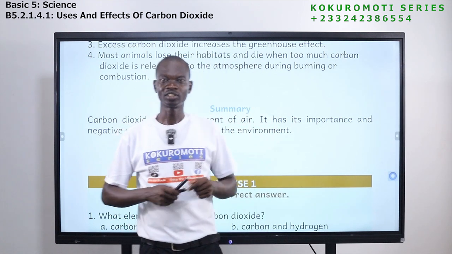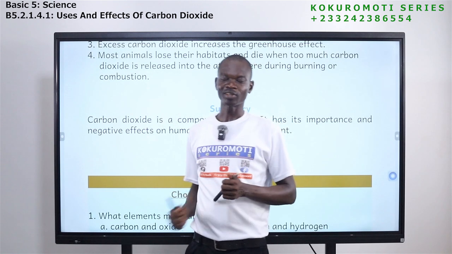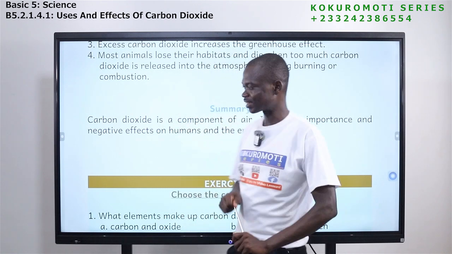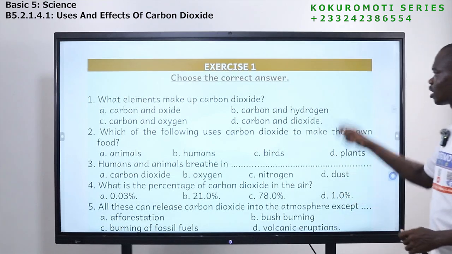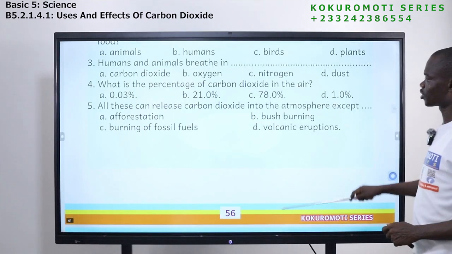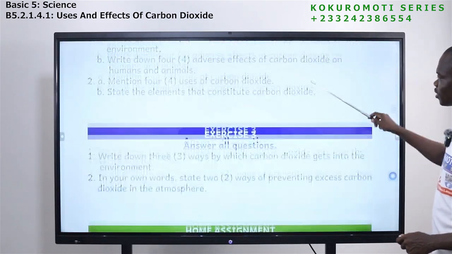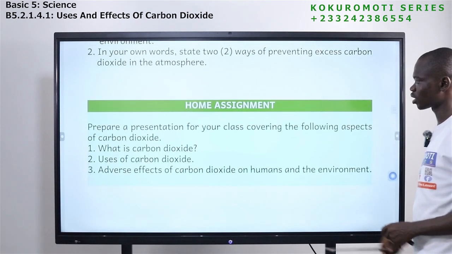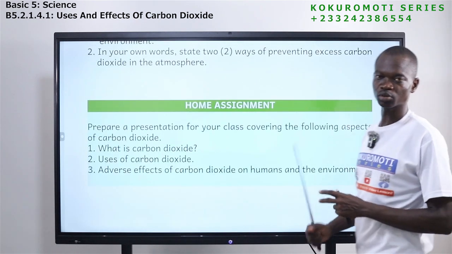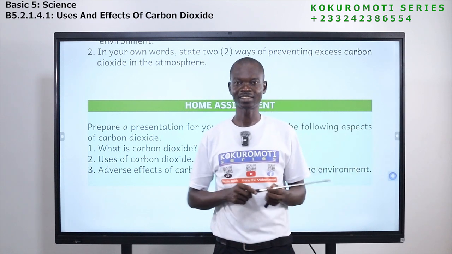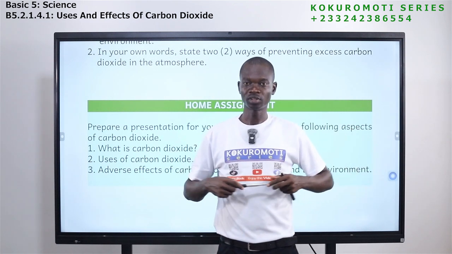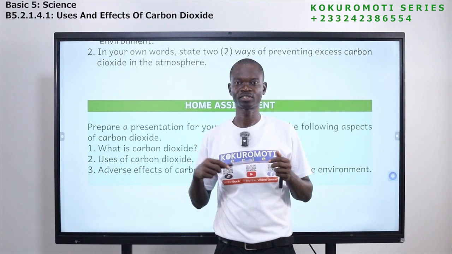I expect that you get all the questions correctly answered. Okay, now let's look at the exercises. We have exercise 1, 5 questions. Exercise 2 is here. Exercise 3, home assignment 1. So this is what you are supposed to do as your home assignment. The exercises 2 are there. Get a copy of the book, read and answer all the questions.